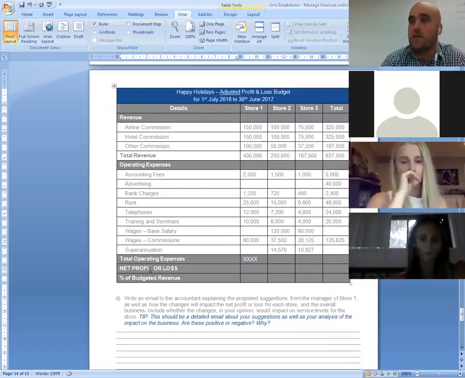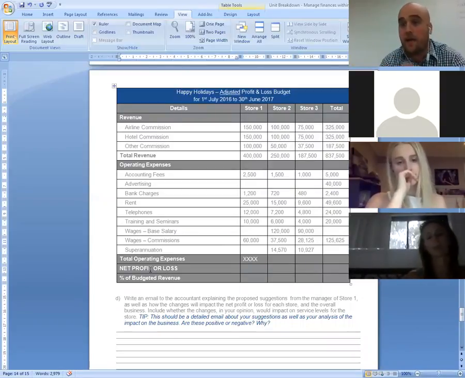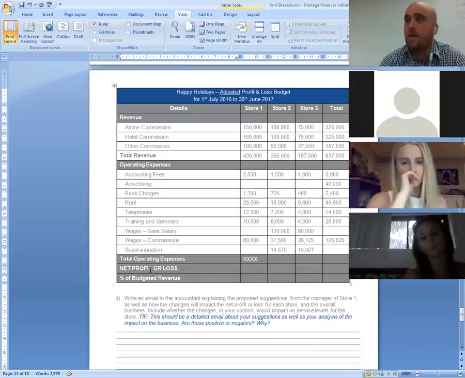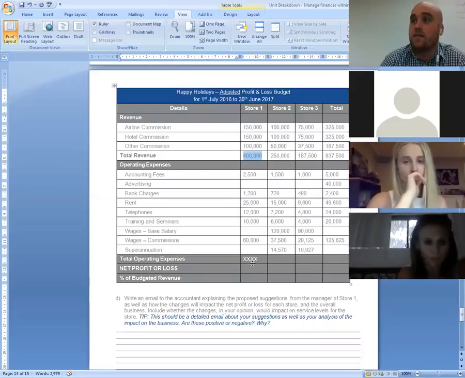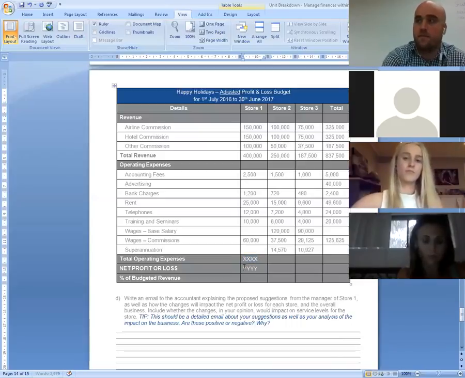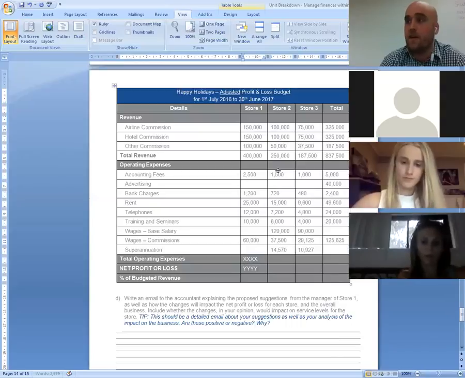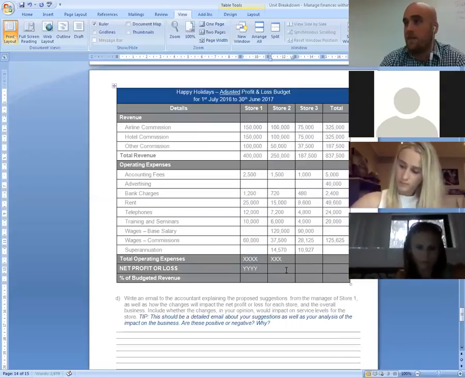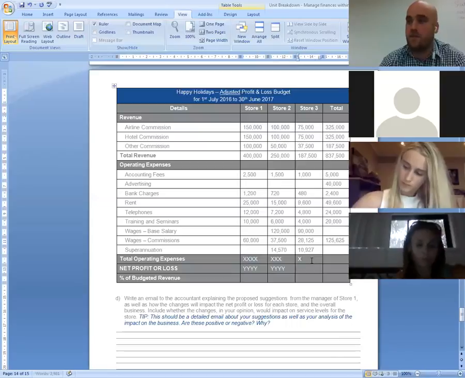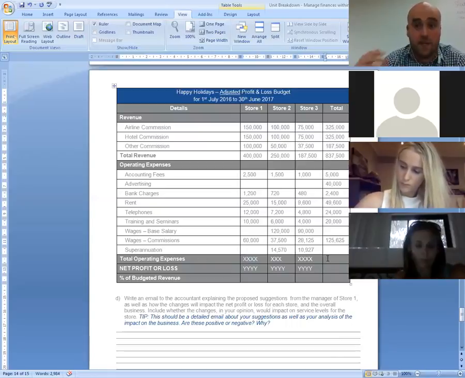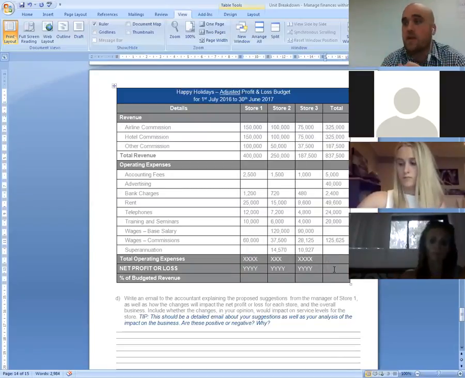So the net profit and loss is obviously going to be the money we've made minus the money we've spent. So it's going to be 400,000 minus your total operating expenses, which will give us this figure here. So we're going to go through and do that for each one. I think everyone gets the picture. And we're going to add up the total. So we'll know exactly how much money all the stores have made, how much money they've all spent, and then the total profit and loss for all 3 stores.